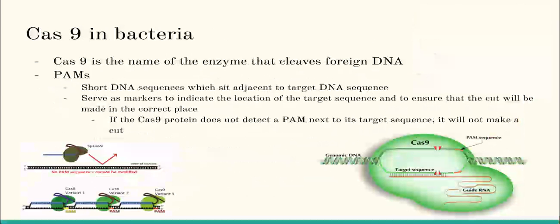It will be made in the correct place. If the Cas9 protein does not detect a PAM next to its target sequence, it will not make a cut.